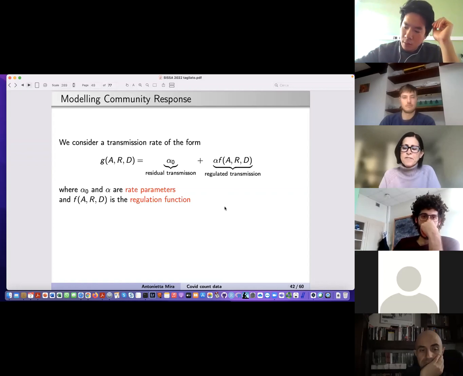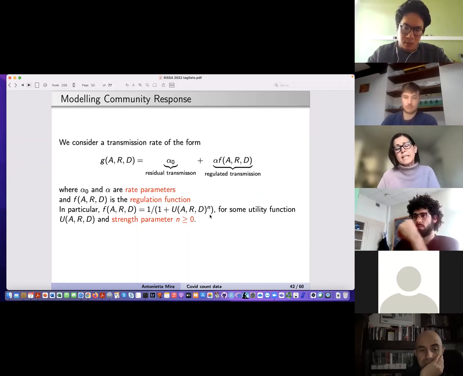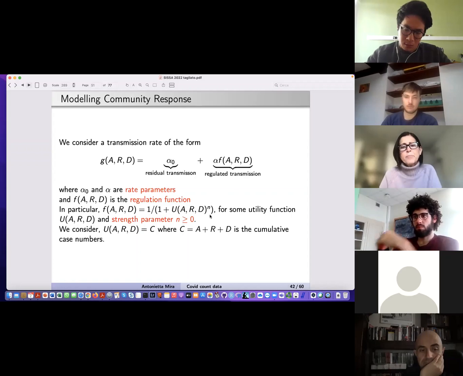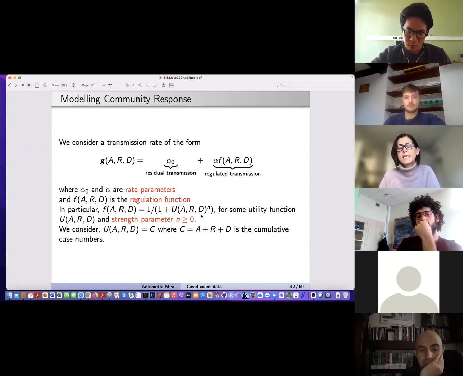So we have two additional parameters, alpha and alpha 0. And this function F, this regulation function that tells us how a community responds to the pandemic, we model it as 1 over 1 plus a utility function or a cost function of the observable. And an additional parameter N, which is a strength parameter, a positive parameter that tells us how strongly each country reacts to the pandemic. And to make things simple, this utility function, we take it as a simple function, a sum of the cumulative case numbers. So C is active, recovered, and deceased. So this is the cumulative case numbers. And so this function is simply 1 over 1 plus C to the power N.